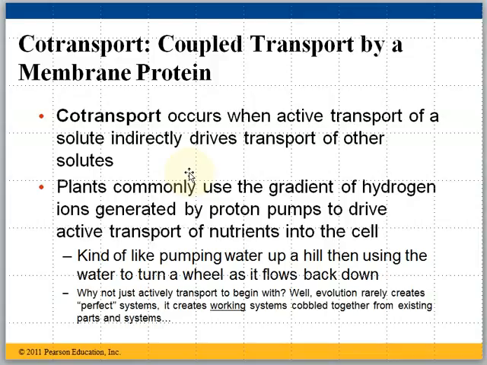A great example is in the plant cells we were talking about with that hydrogen proton pump. So they use this proton pump to pump hydrogen ions out of the cell and make it more positive on the outside and more negative on the inside. Well then, remember, those hydrogen ions really want to just rush right back in. They want to try to even out that charge, and it's more negative inside the cell, so the positive hydrogen ions want to get in there.